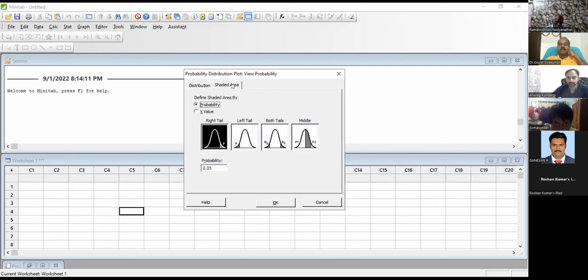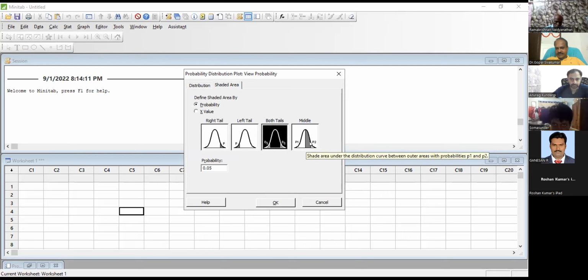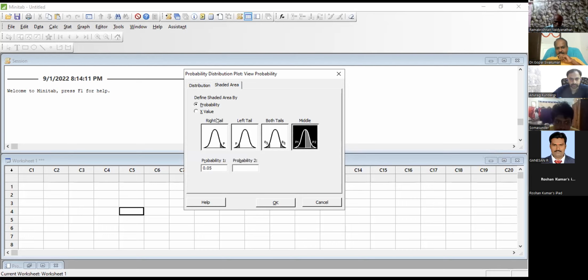Now go to the shaded area. What is the area you want? I want the area in between two points. Let me choose the last one, in between two points. When I choose this one, the gray area is the probability. One line is here, another line is here. So I click that, and also choose X value here. X1 is here, X2 is here.